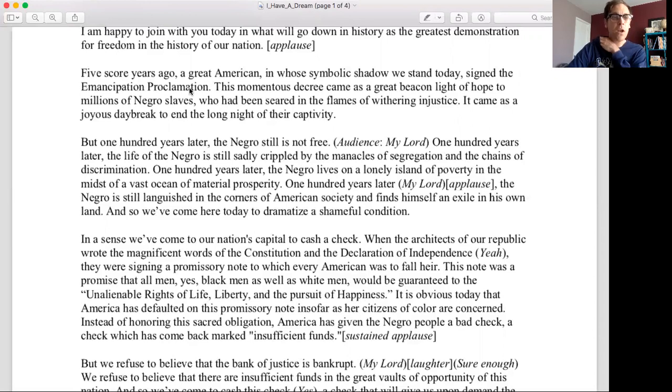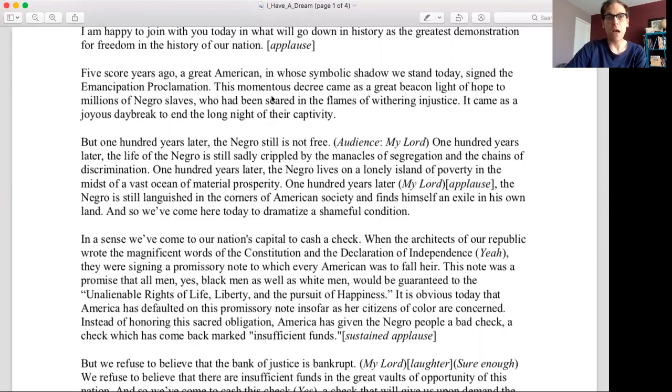the Civil War. All right, so if we look at that sentence, 50 years ago, a great American in whose symbolic shadow we stand today, signed the Emancipation Proclamation. In essence, Dr. King is saying 100 years ago, Abraham Lincoln freed the slaves, or he at least began that process to free the slaves.